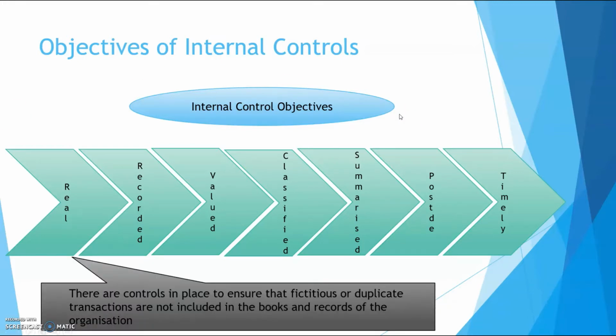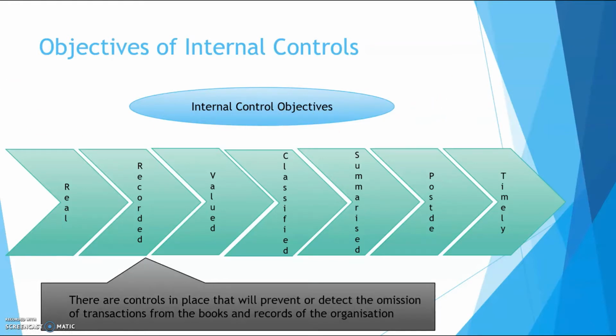So real. There are controls in place to ensure fictitious or duplicate transactions are not included in the books or records of an organisation. And that one's really important. As an auditor, if there are fake or fictitious entries in the accounting books, finding how many there are, the quantum of those, is an extremely difficult task. So ensuring that there's only real transactions in place and controls to stop that is one of the most important ones from an audit perspective.